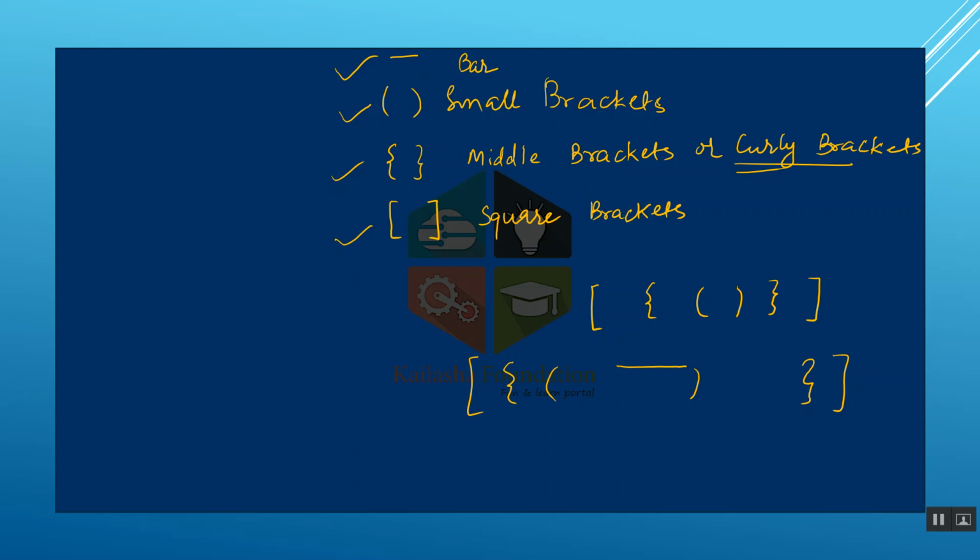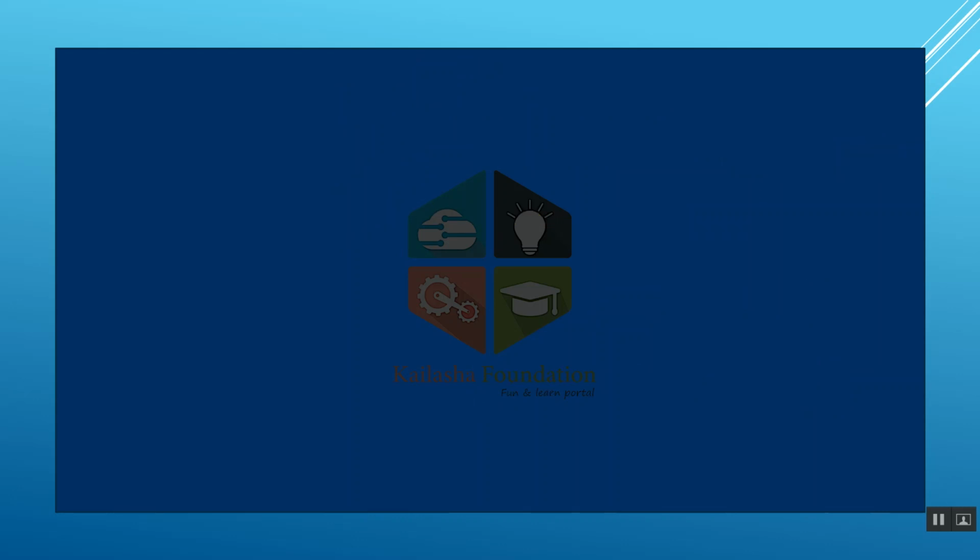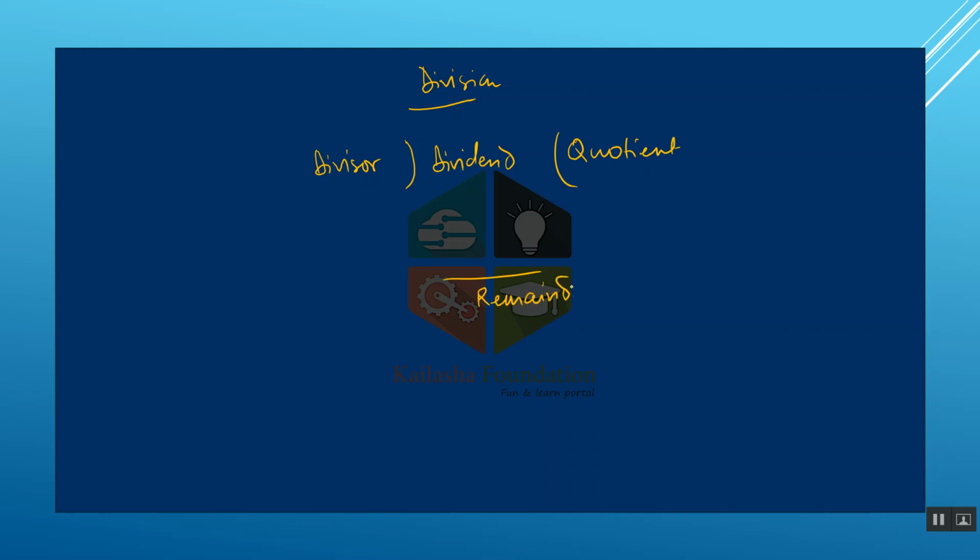Now after BODMAS we will see indices and surds. Before that, let me tell you some basics of division. When we divide something by something, then there are four things: dividend, divisor, quotient, and what remains here is remainder. Okay.